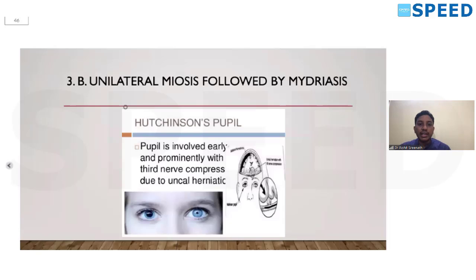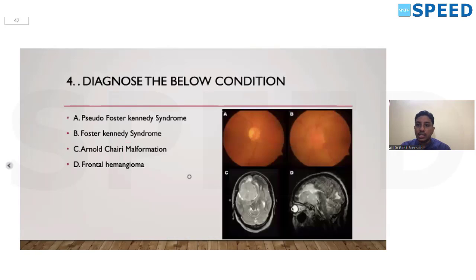Predominantly because of the uncal herniation, there is compression of the third cranial nerve. The irritation of the third cranial nerve will initially cause pupillary meiosis. Later, in a true Hutchison pupil, the patient will have a dilated, mydriatic pupil with drowsiness and loss of consciousness, and the patient will have absent reflexes. All the reflexes, the light reflex and the accommodation reflex, will be absent in the Hutchison pupil.